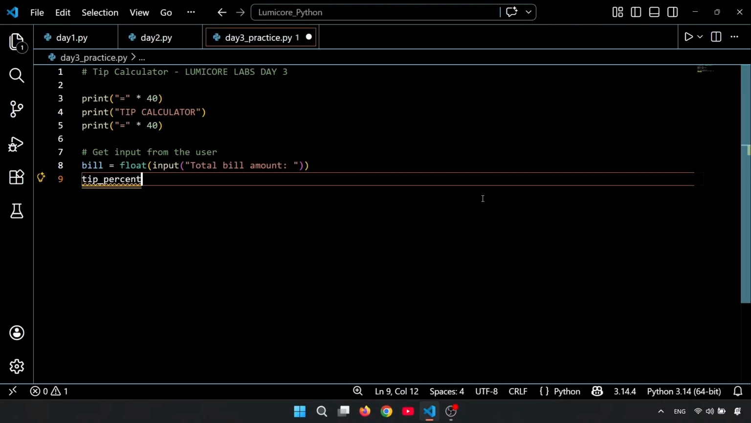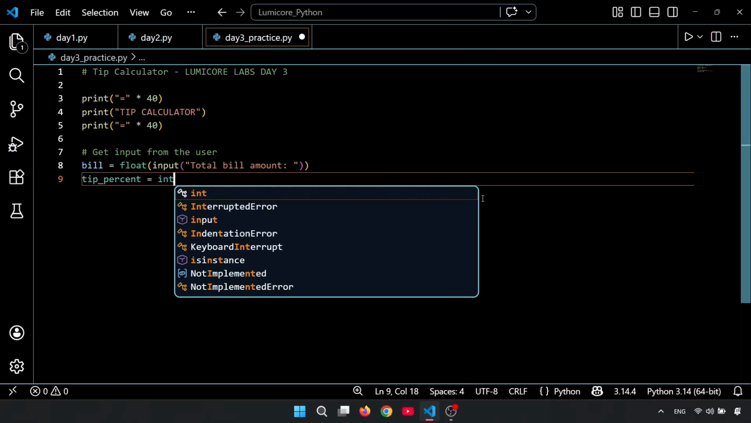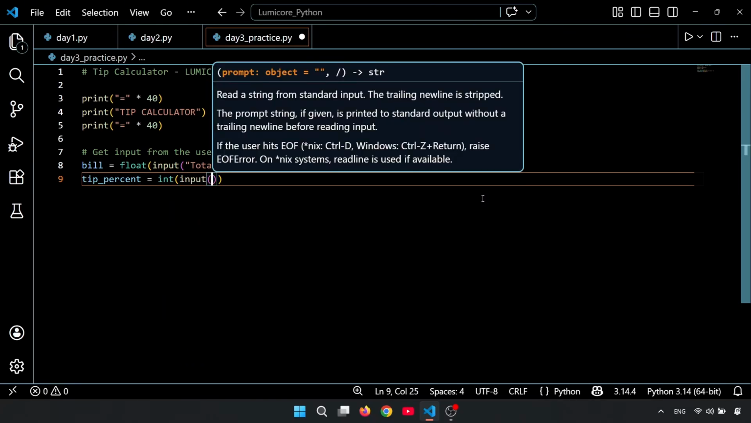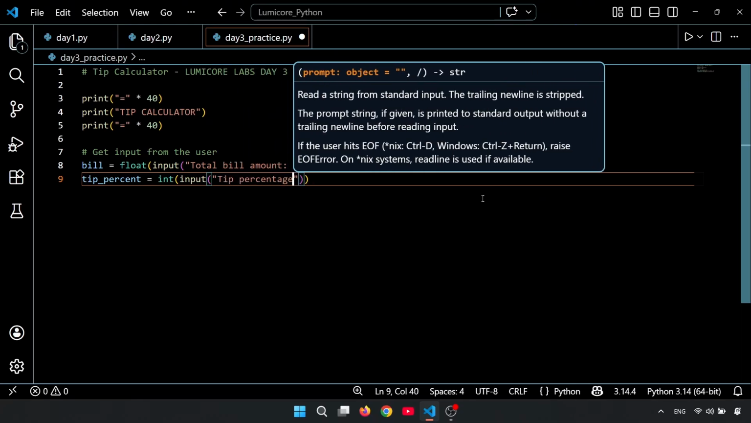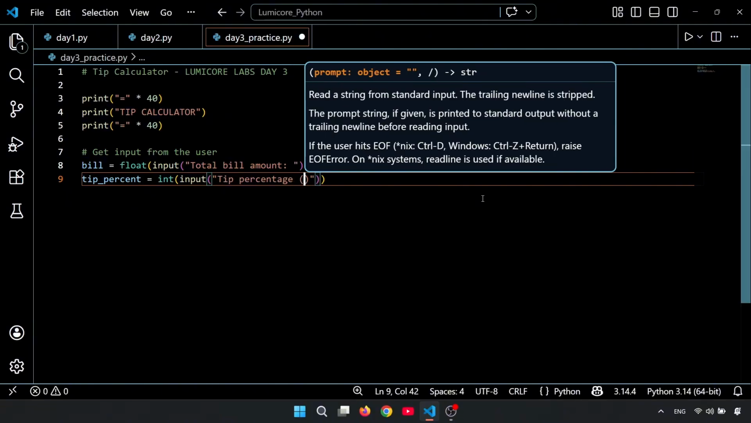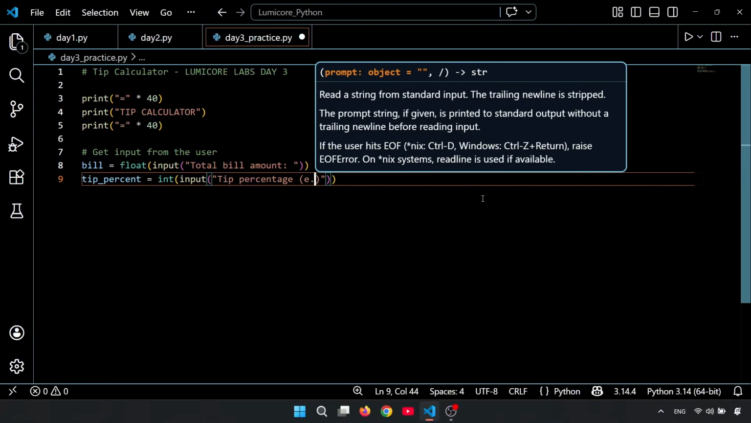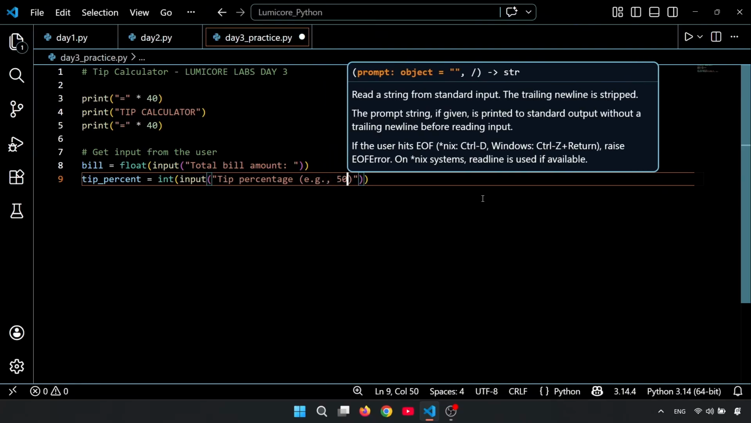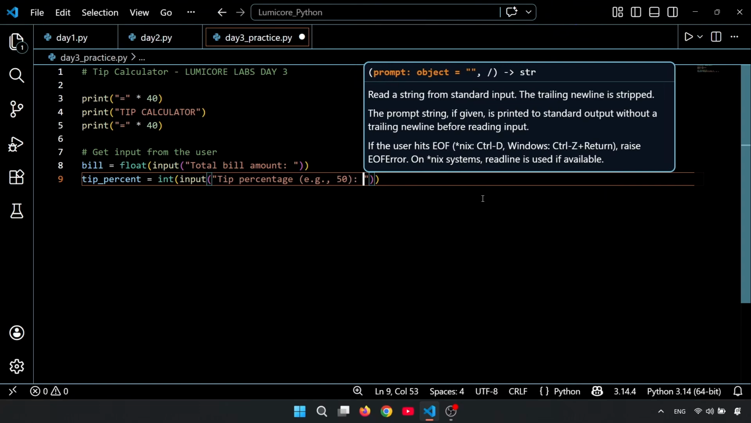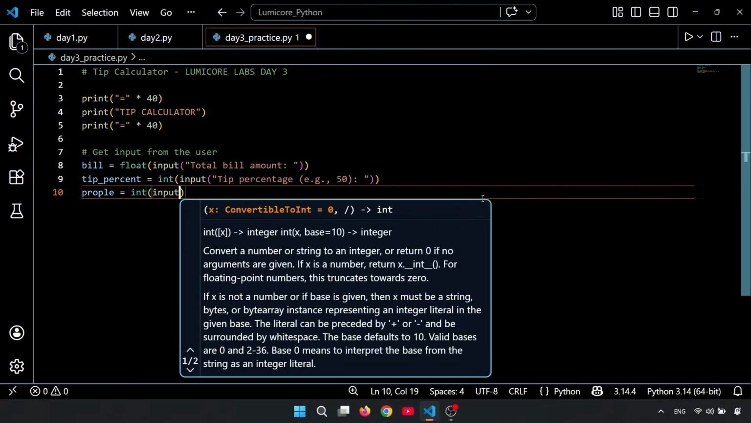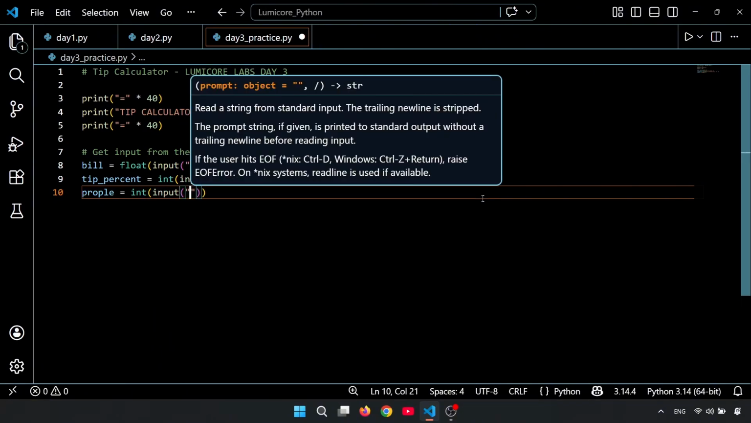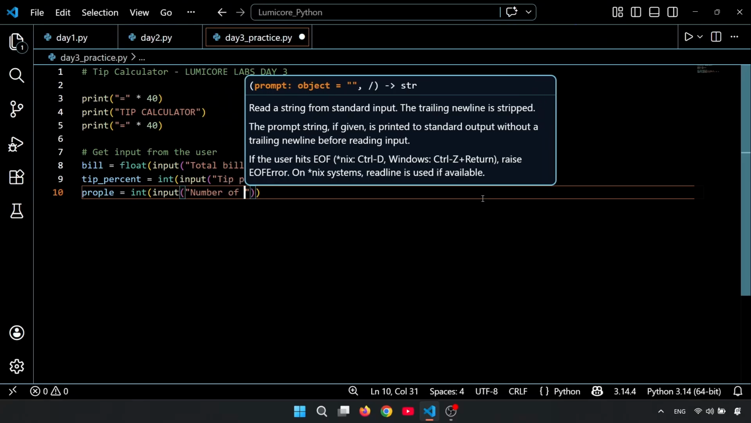For the tip percentage, I ask for a whole number like 15 or 20. I use int because percentages are integers. No one tips 15.7%. And the number of people is also an integer. You can't have half a person splitting a bill. 3 simple inputs, each converted to the right data type.